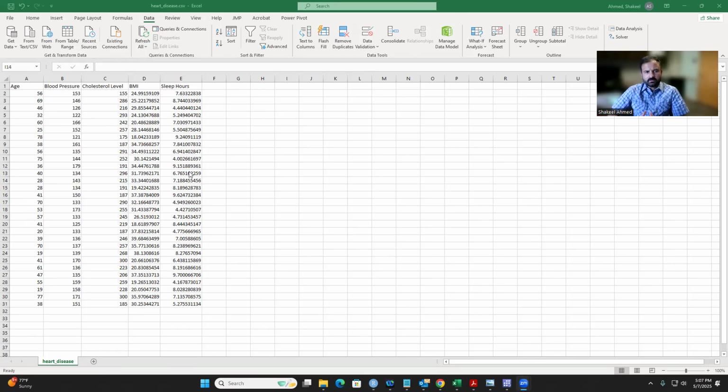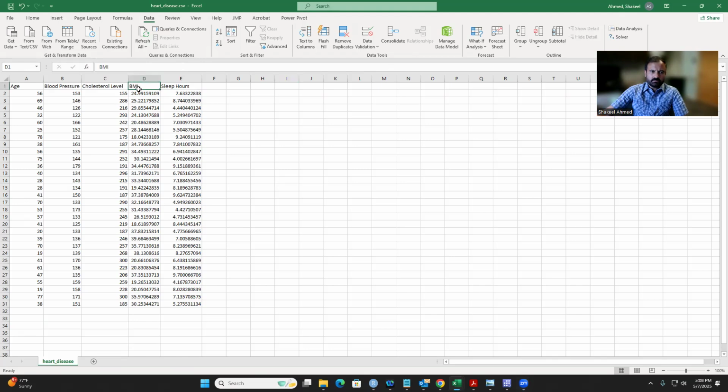And we are interested whether cholesterol level or sleeping hours or BMI is related to the blood pressure. We can use the simple regression analysis if we have one dependent variable and only one independent variable. So let's start with the simplest case.